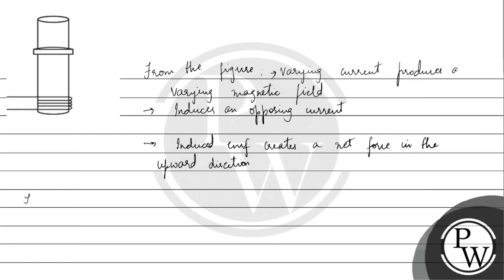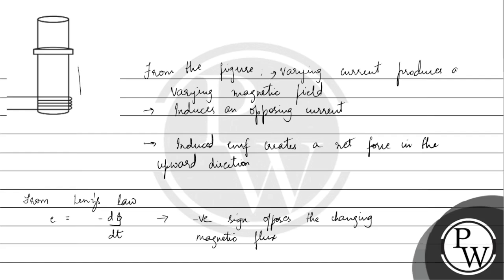So from लेंज़'s लॉ हम ये देख सकते हैं कि the induced EMF is minus d phi by dt and the negative sign opposes the change, opposes the changing magnetic flux. तो ये अभी हम ये कंक्लूड कर सकते हैं कि एक अपवर्ड फोर्स जनरेट होगा because of the changing current, which in turn produces a changing magnetic field, which in turn produces an opposing current, which is having a direction opposite to that of the applied current. तो अभी हम क्वेश्चन पे वापस जाके करेक्ट ऑप्शन को टिक कर सकते हैं.